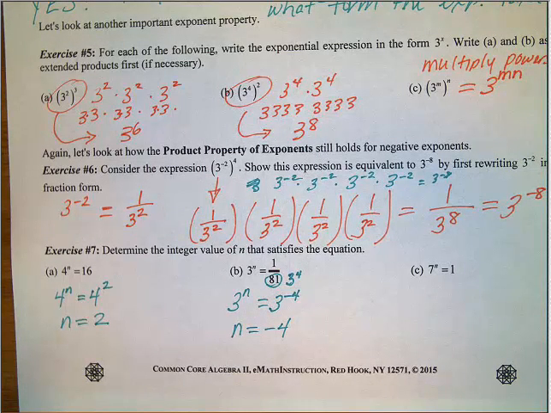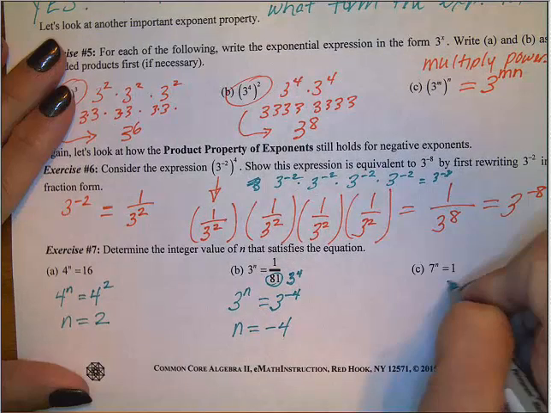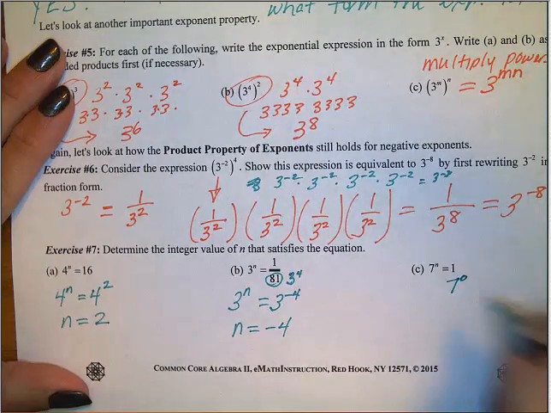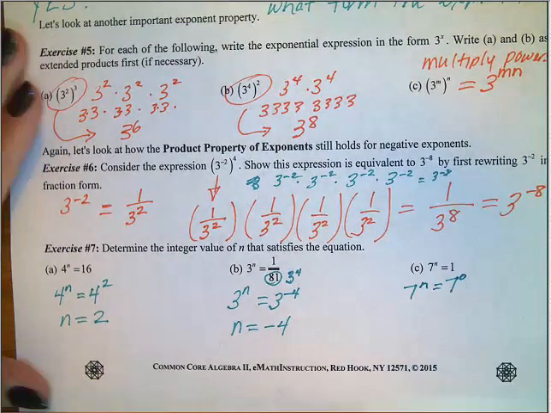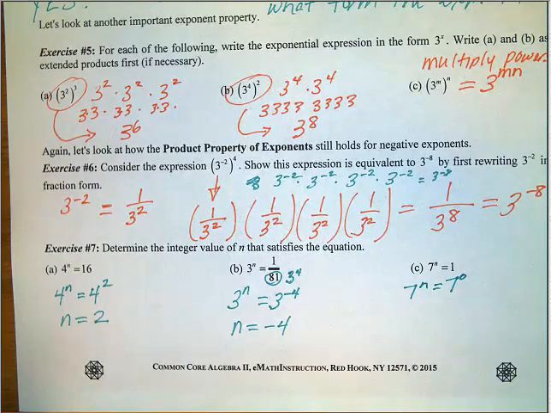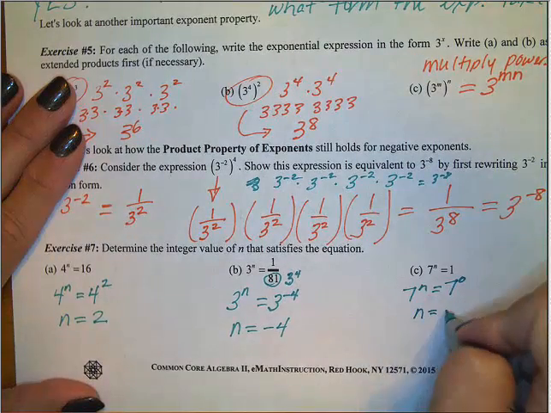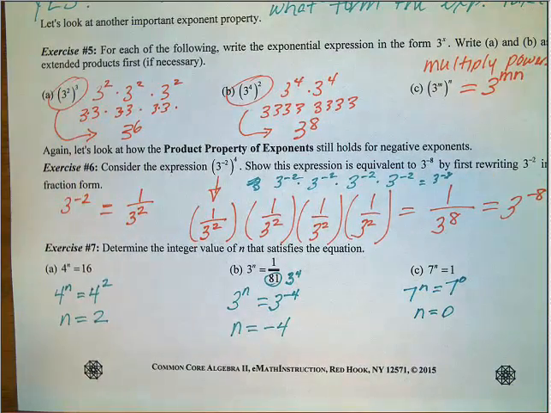And the last one, 7 to the n equals 1. Well, 7 to what power is 1? 0. Gotta think about that one. That's the one that stumps everybody. So what does n equal? 0. So 7 to the 0 power equals 1.